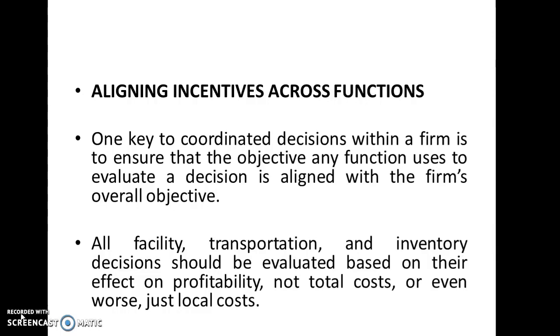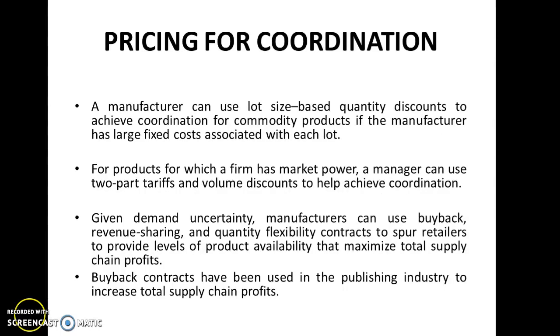So, all facility decisions like transportation, inventory, and warehousing should be evaluated based on their effect on the profitability of the total supply chain system. So, not on the total cost or even just a local cost. Next one is pricing for coordination. That is how pricing strategy can be used for achieving coordination in a supply chain system.